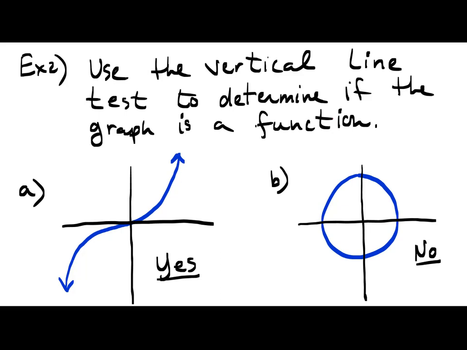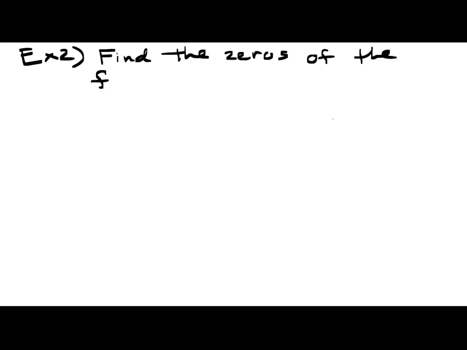Okay, so now let's do this here. We're going to do two things that we did on Monday, but now we're going to see the graphic connection to it. So how about this? This should be example three here. Find the zeros of the function.